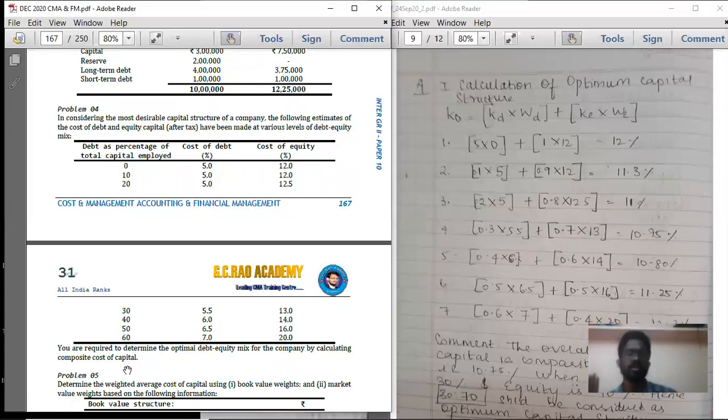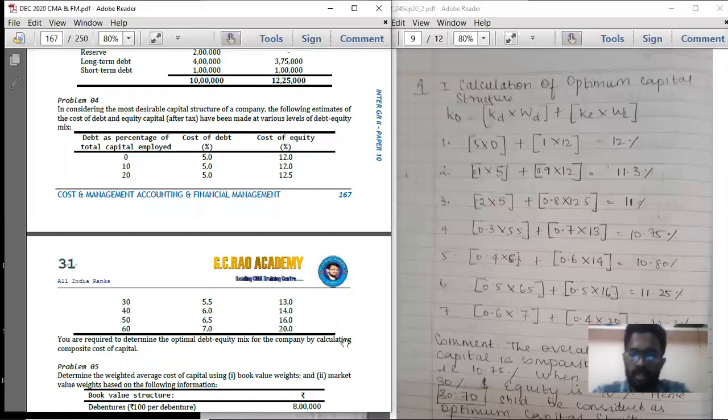First you should calculate the cost of capital using cost of equity into weight of equity and cost of debt into weight of debt formula. And then where the cost of capital is very low, that is the best debt to equity mix. So now come to the solution.